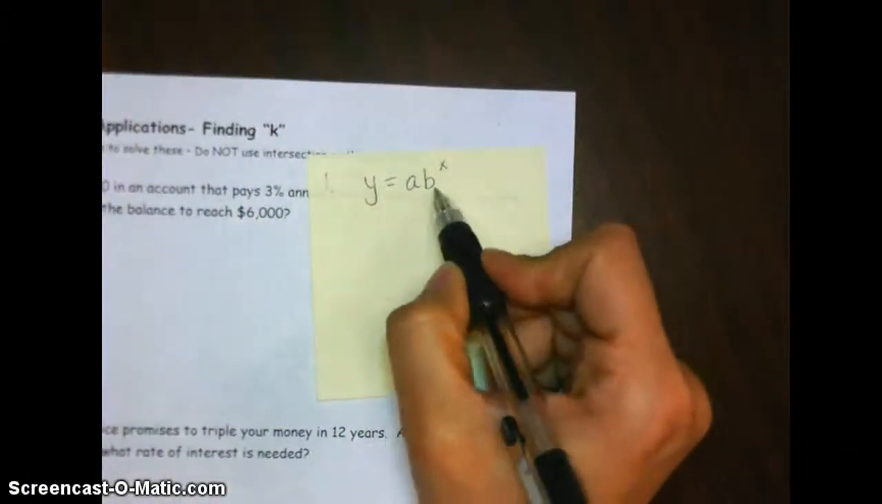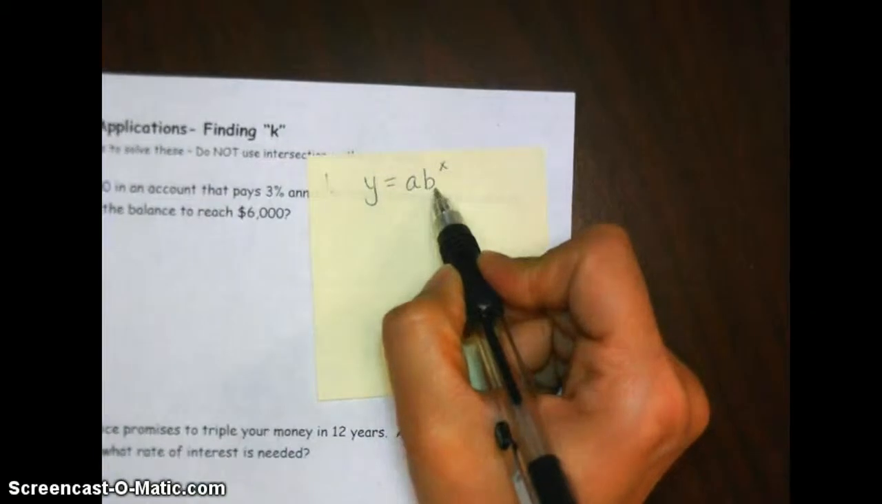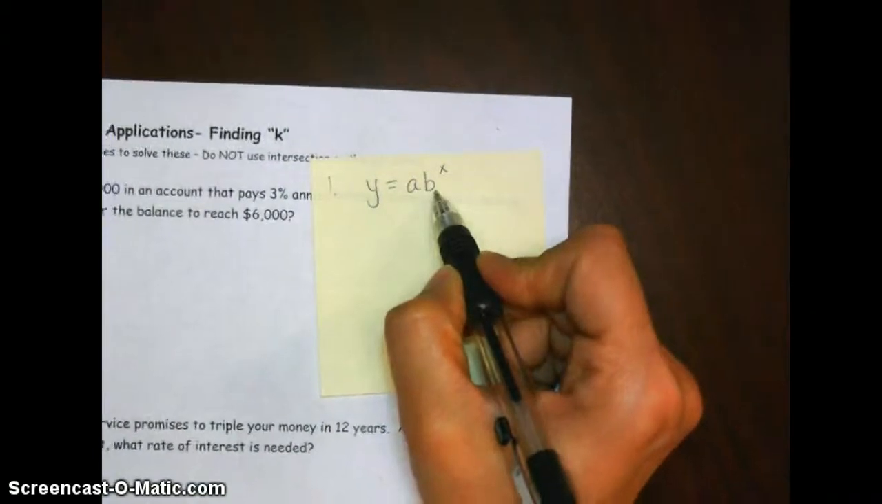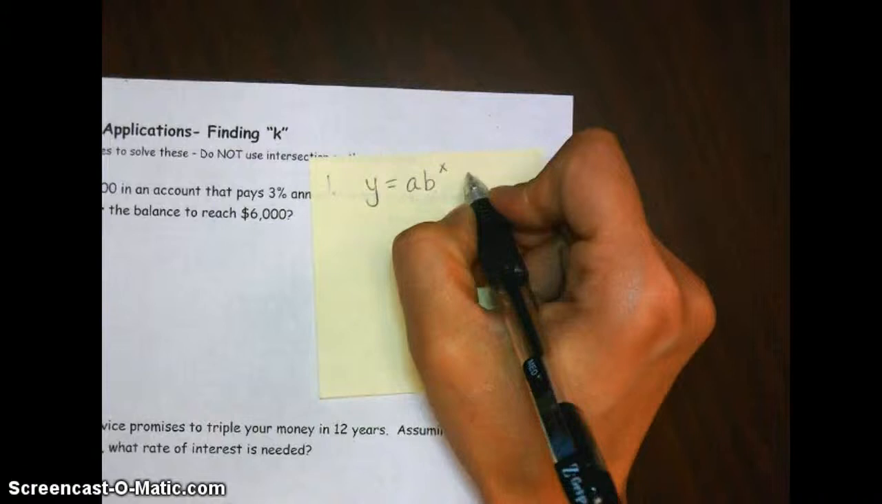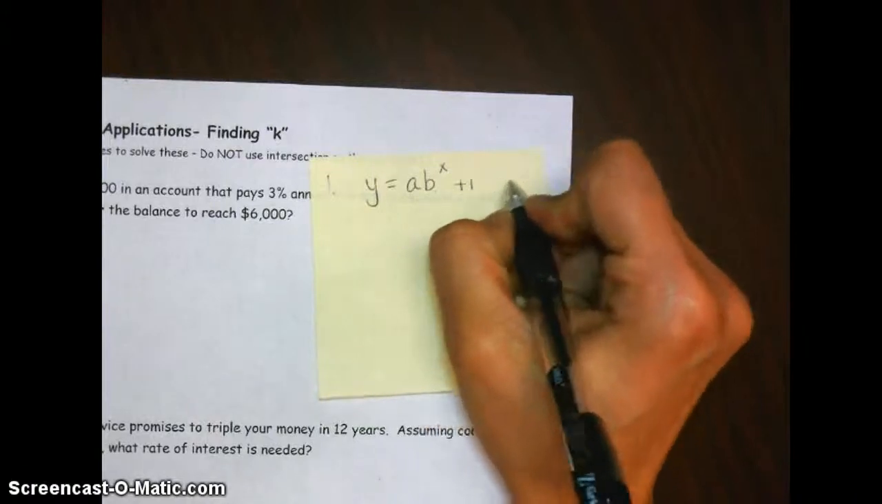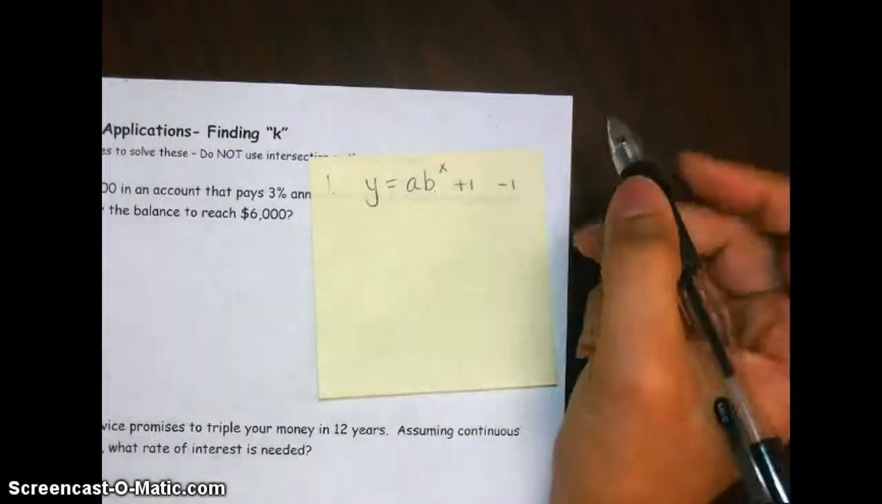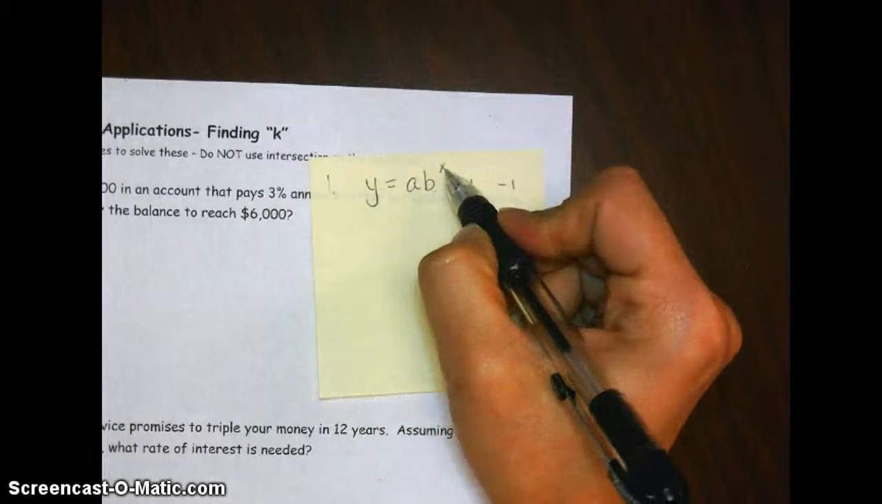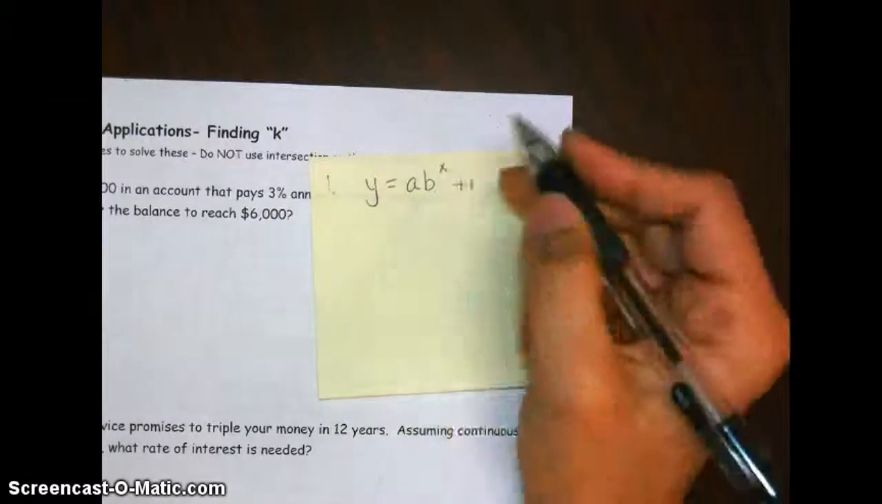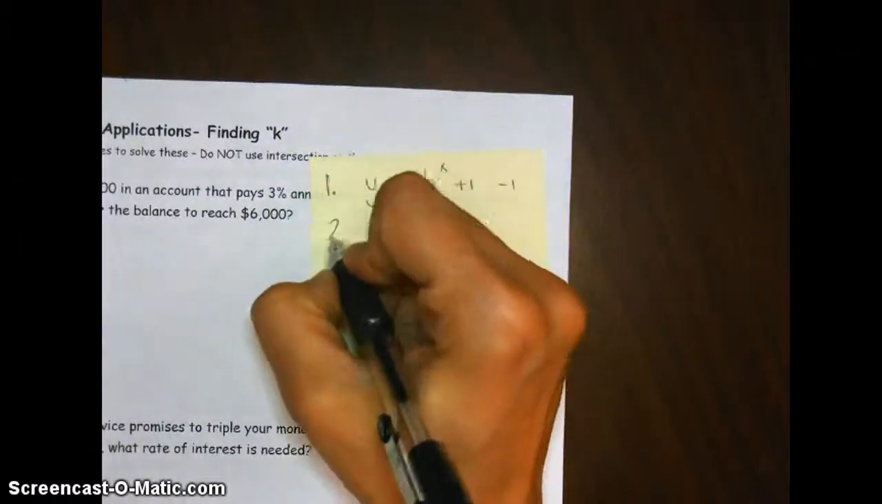Remember, b is a scale factor, so when you have a rate, you're going to have to remember to add it to 1 or subtract from 1. And x is really your time, usually in years. So that's our generic one.